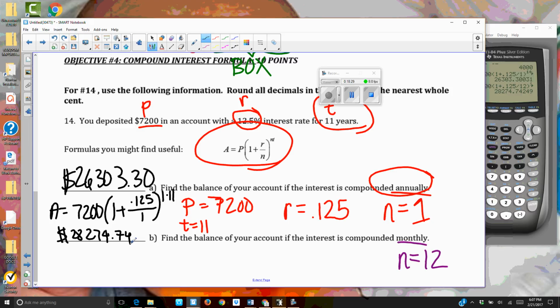All right, so this is the first part of the test review video for logs and exponentials. Check in on the second video if you need help with the second portion of the test review.